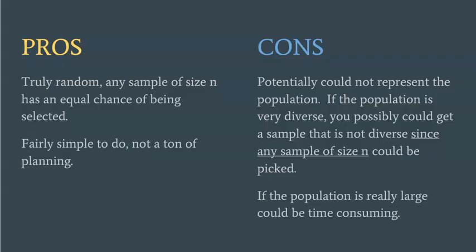But sometimes when your population is really big, it takes a long time to give everybody a number. That's the only point that could kind of stink. So that's one of the cons. If the population is really large, this could take you a long time to actually do.